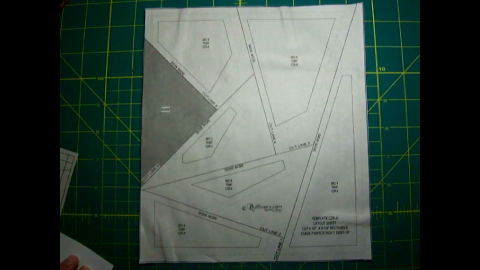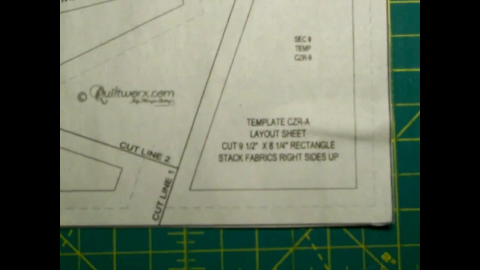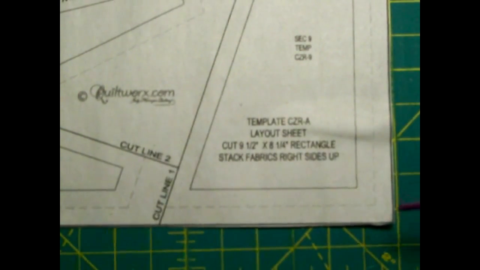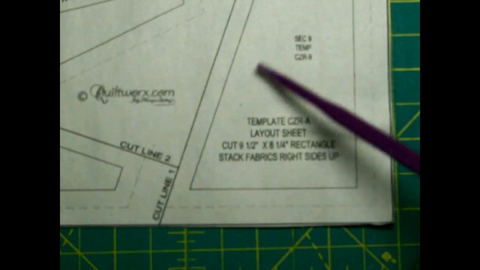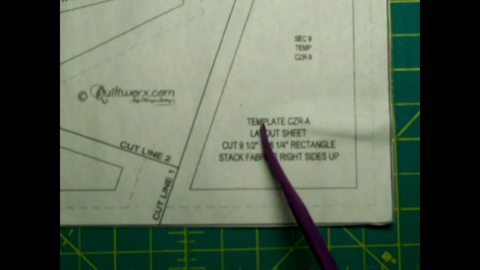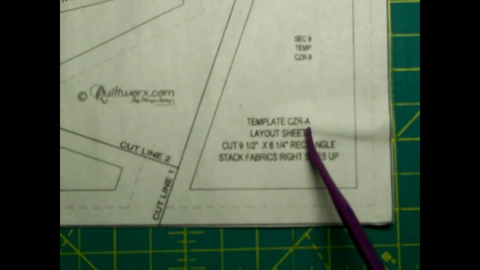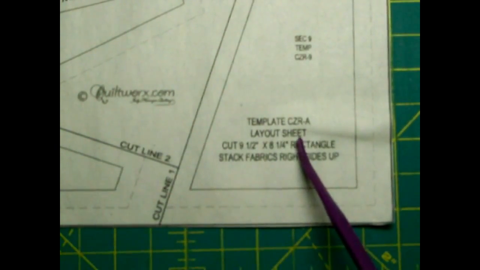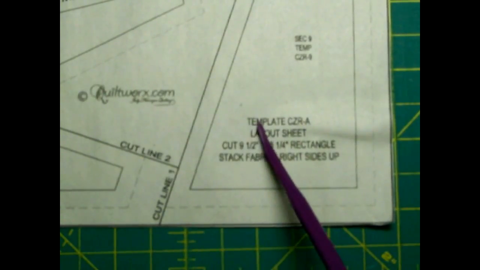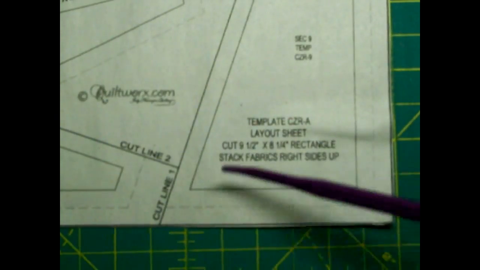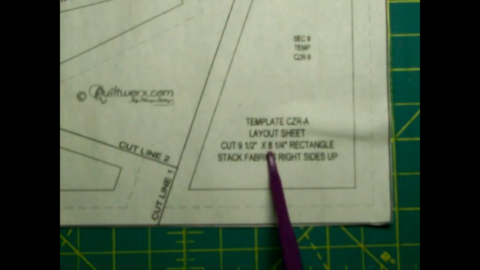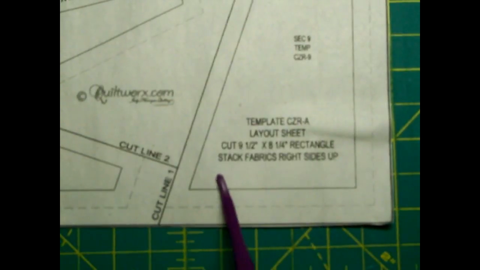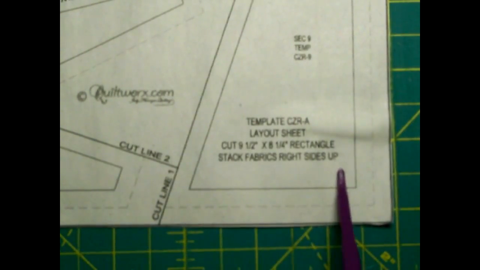So let's isolate one of these sections and see what we have going on there. I've zoomed into the area that has the name of the template layout sheet, and it's located in this one section. So first we see template CZR-A layout sheet. Template layout sheets will always say template layout sheet. There are also cutting instructions. So here we're going to cut 9.5 inch by 8 1/4 inch rectangle and stack the fabrics right side up.